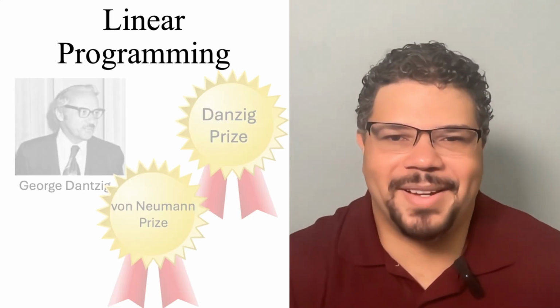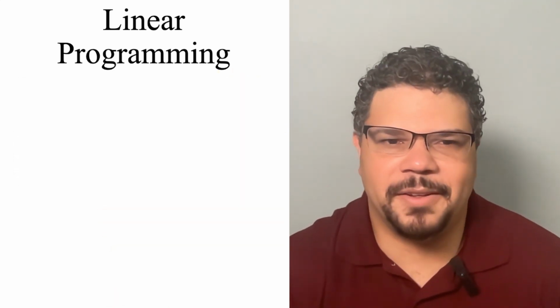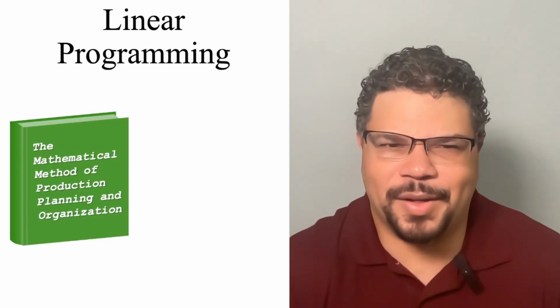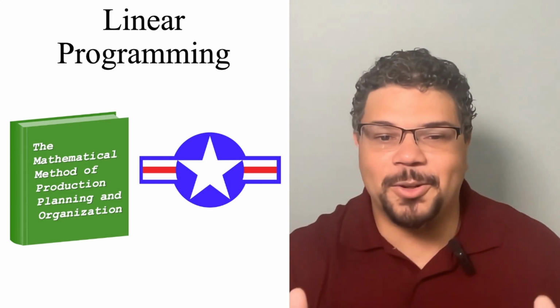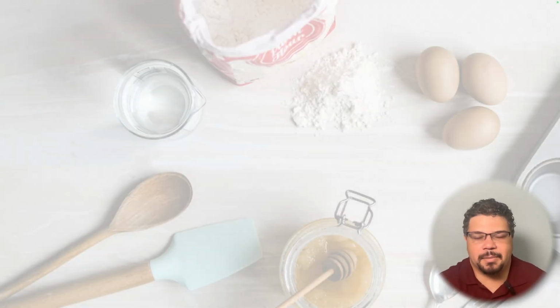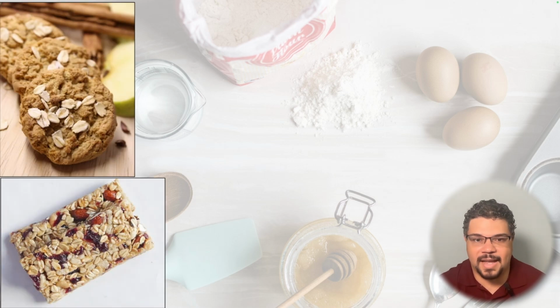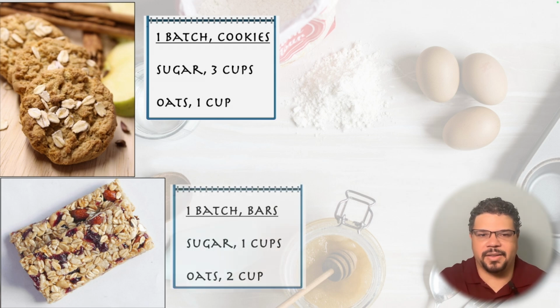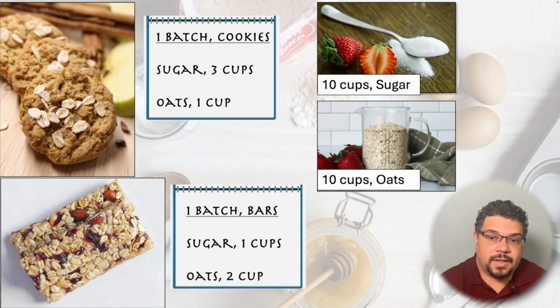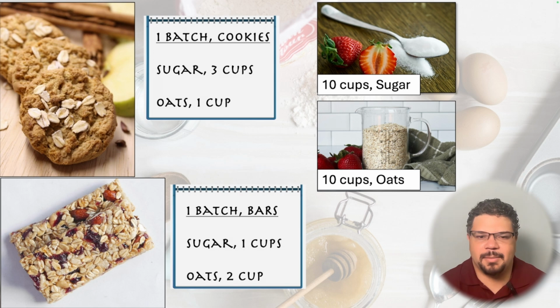I want to show a more complex example of linear programming, but somehow the fields of centralized economic planning and wartime munitions management didn't seem like the right fit for a YouTube audience. So let's go cooking. Maybe you have a bake sale coming up, and you're going to bake some delicious cookies and snack bars. A batch of your famous oatmeal cookies takes 3 cups of sugar and 1 cup of oats. Your snack bars are a bit healthier, with one batch only taking 1 cup of sugar and 2 cups of oats. But you only have 10 cups of sugar and 10 cups of oats, which limits how many batches you can make. So what combination of cookies and bars gives you the most total batches?